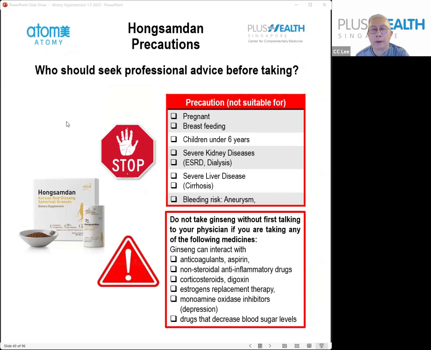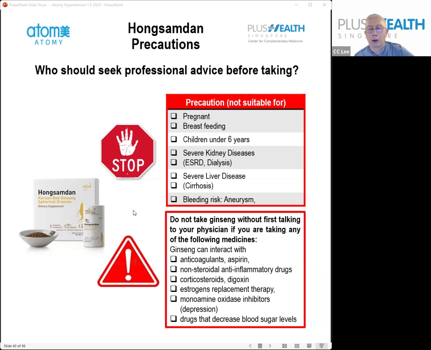Okay, now precautions for Homsandan, right? First, Homsandan, the great ginseng, is not suitable for pregnant or breastfeeding people, or children under 6 years old. It is not suitable for people who suffer from severe kidney diseases, severe liver diseases, and also, very important, those with bleeding risk like aneurysm itself, right? Now, the key thing in taking ginseng is that ginseng interacts with a lot of medication, especially Western medication itself.